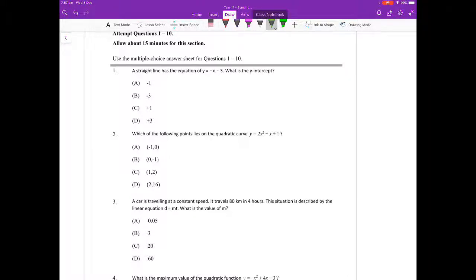Alrighty, and it's time for our exam. So all we're looking for here is the y-intercept in question 1, and we know the y-intercept is that last number, y equals mx plus b. The b is our intercept, and here that would be -3.